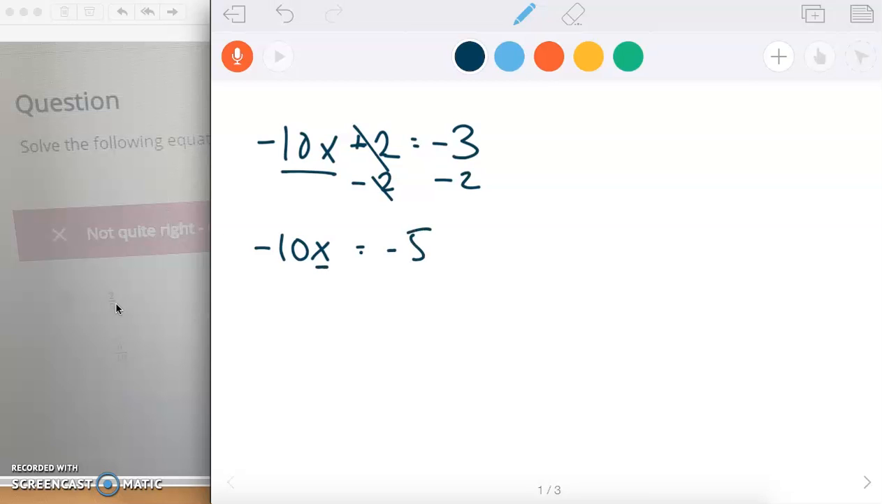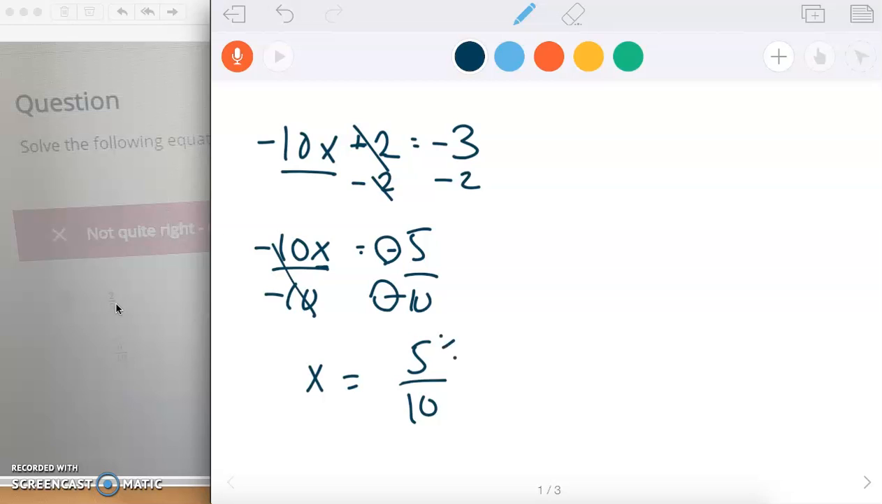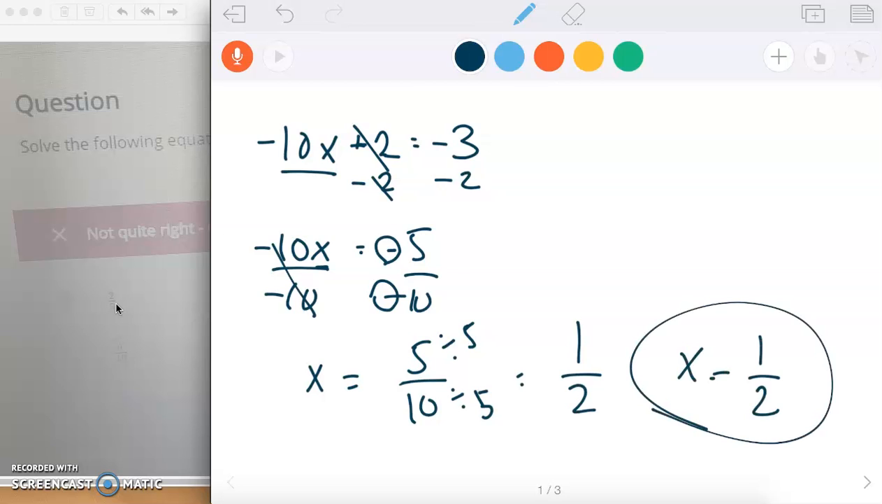So now we need to isolate that x, right, the variable, to solve. So then we divide both sides by negative 10. That cancels, so we get x equals negative 5 over 10. But that's not, or excuse me, positive, because we have a negative here and a negative. But that's not reduced enough, right? 5/10 is not reduced. Remember, if we divide top and bottom by 5, we get 1 over 2. So x equals 1/2.